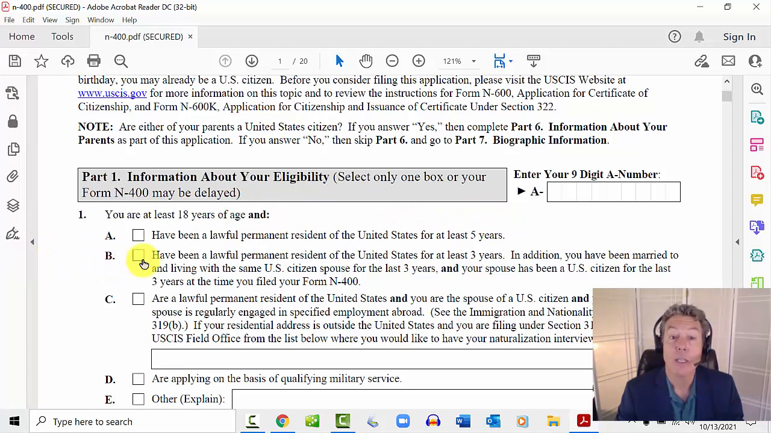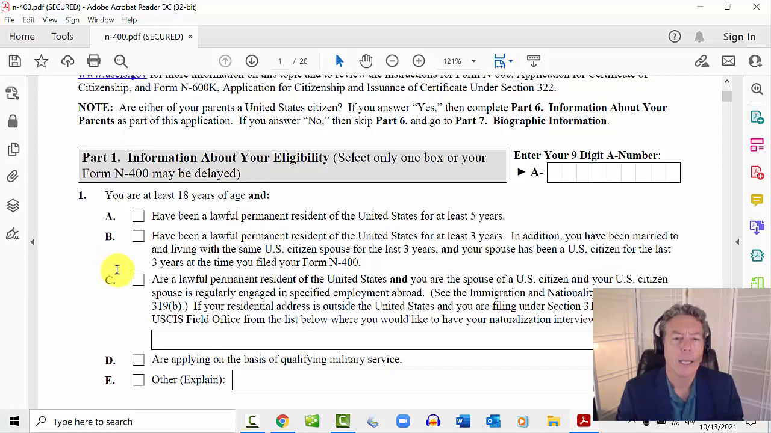If you've done marriage, then it's going to be the 3 years, and your spouse has been a citizen for the 3 years. You're a lawful permanent resident, and you're the spouse of a U.S. citizen, and your U.S. citizen spouse is regularly engaged in specifically employment abroad. If your additional address is outside the United States, you're filing under Section 319(b). Select the USCIS field office from the list below. Would you like to have your naturalization interview?